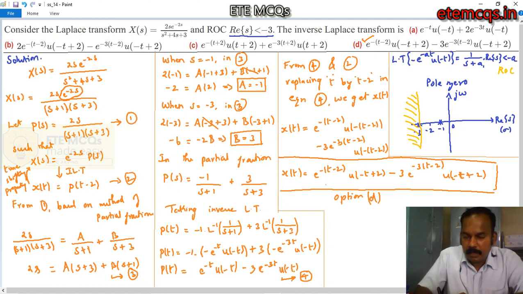The respective Laplace transformation will have its region of convergence on the left hand side of minus 3, because these two correspond to a left-sided sequence. This is a left-sided sequence as well as this is a left-sided sequence, both of which are left-sided sequences, LSS.